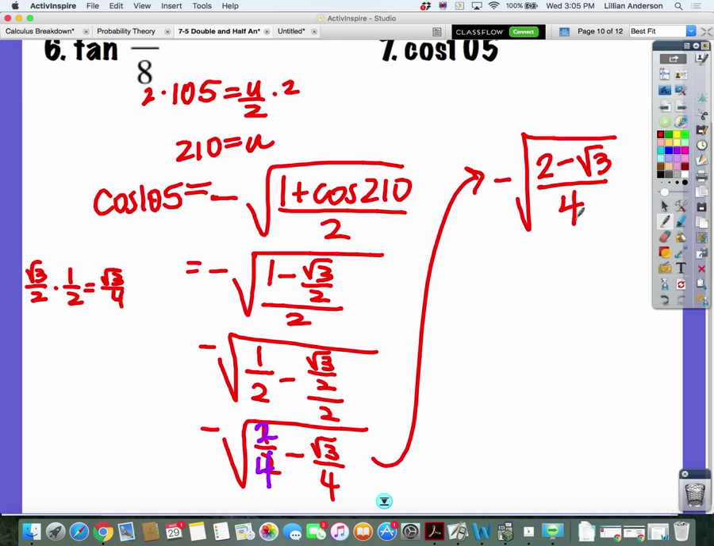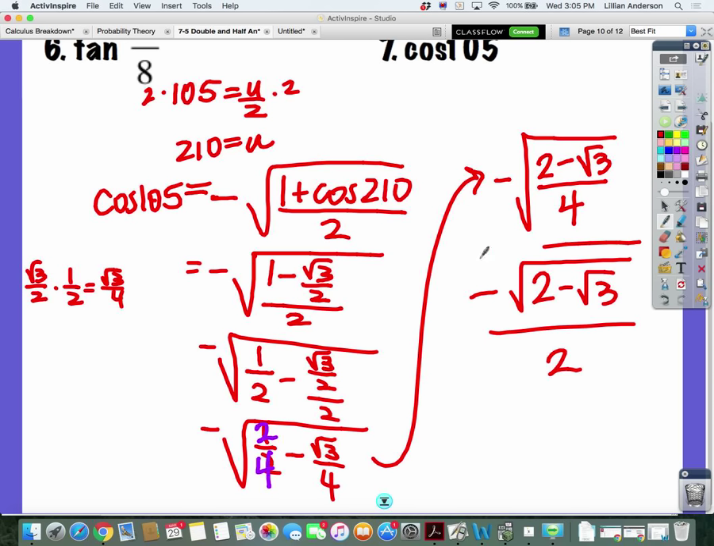Remember, when you square root a fraction, you square root the top and the bottom. What will the bottom turn into? So your final answer, the exact value of cosine of 105, is what you see in the square.